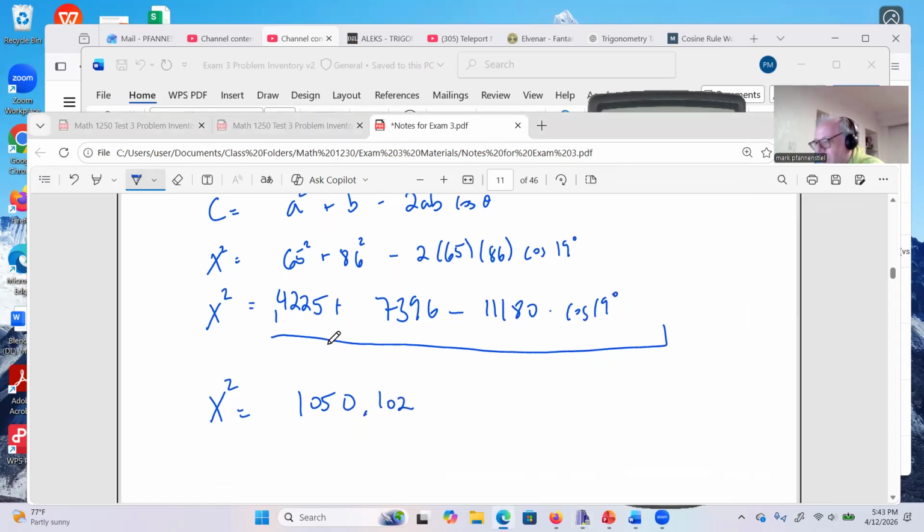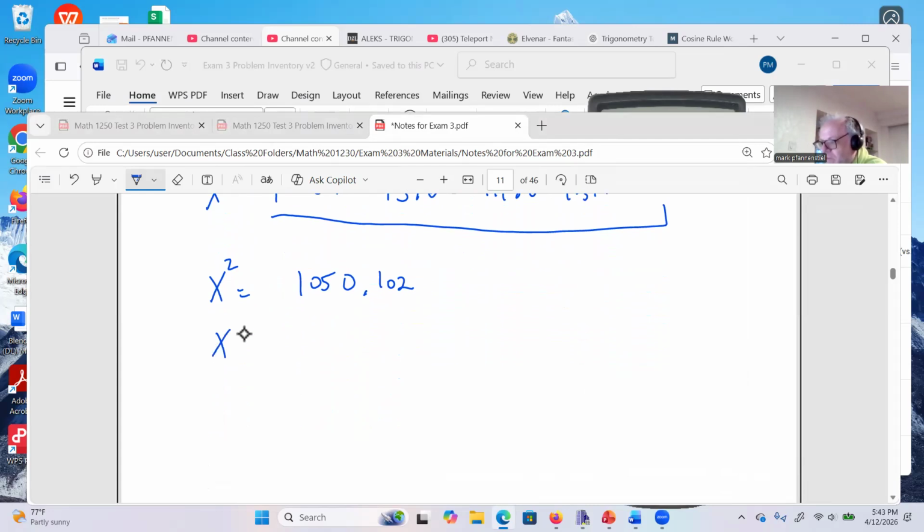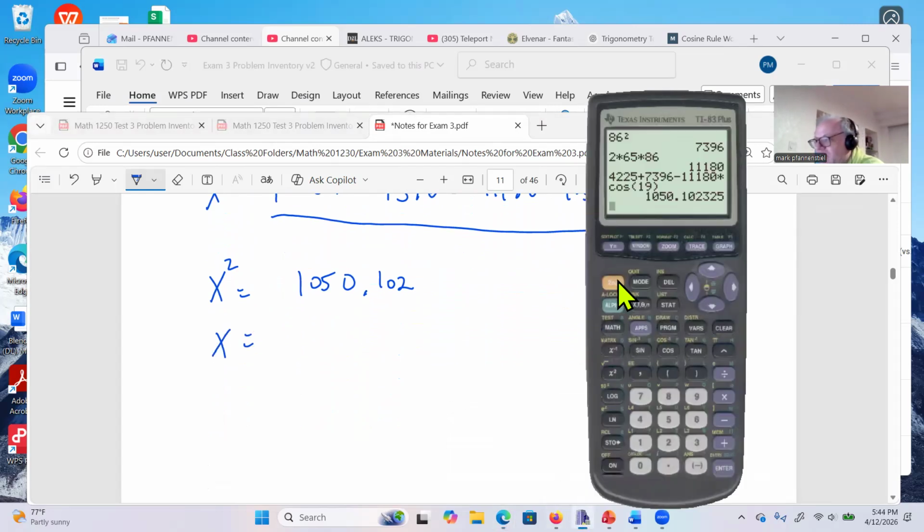Okay, so all we now have to do is take our square root. We should get a plus or a minus, but since we're talking about lengths, we can safely ignore the negative one and just deal with the positive. So we have second function square root, second function answer. That puts the last number I had in here. So if I needed to type in 1050.1023, we could do that, and we'll go ahead and get our answer for this.